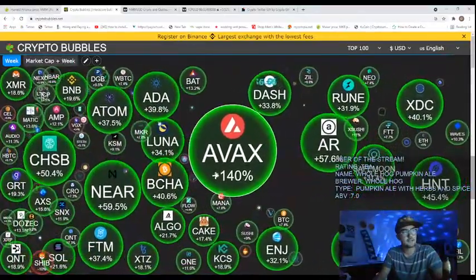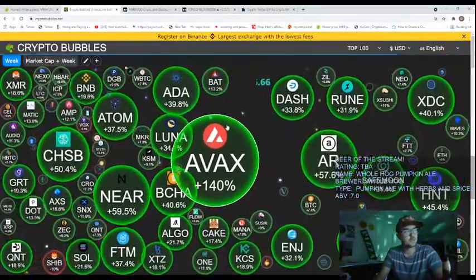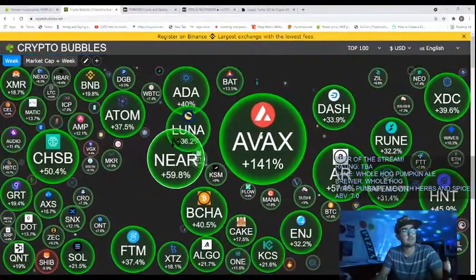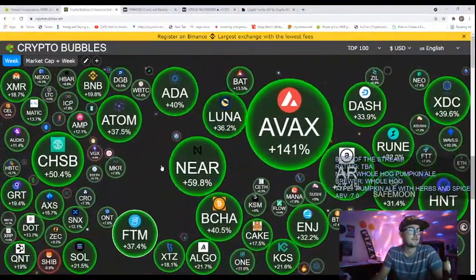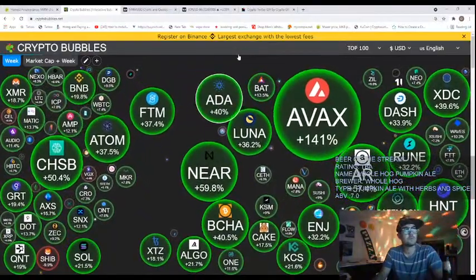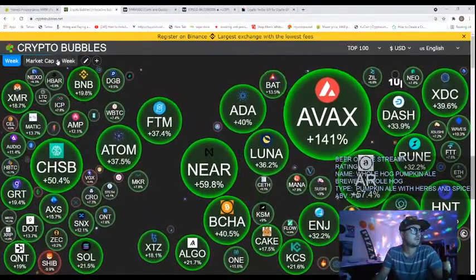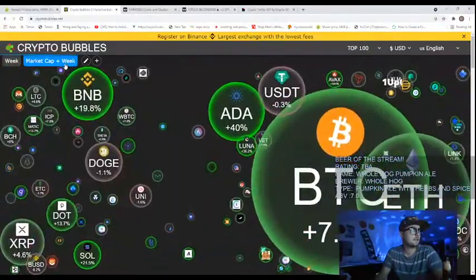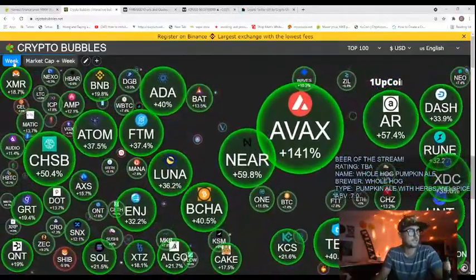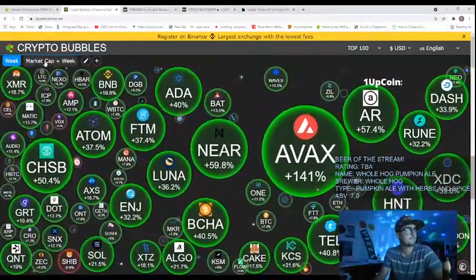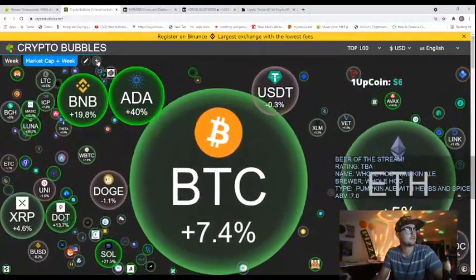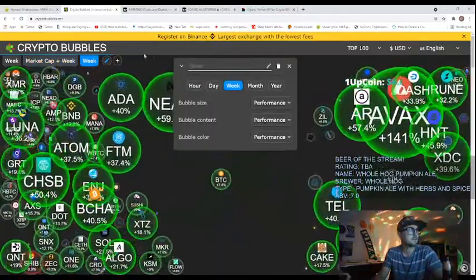Like AVAX, 140% on the week. NEAR, 59.8% on the week. FTM, 37.4% on the week. Cardano, 40% on the week. You go over here to market cap per week. This is the weekly gain.